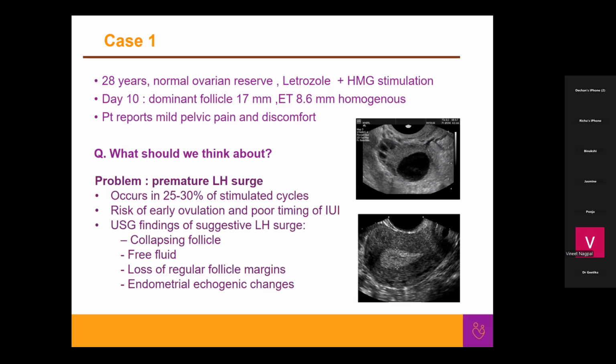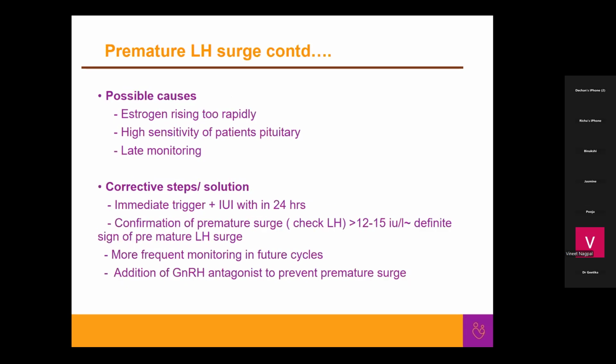Ultrasound findings suggestive of LH surge are a collapsing follicle, free fluid around the ovary, loss of regular follicular margin, or endometrial echogenic changes. As we can see in this patient, the endometrium was homogeneous while the dominant follicle was still there, so there could be a possibility of premature surge. So how should we proceed?